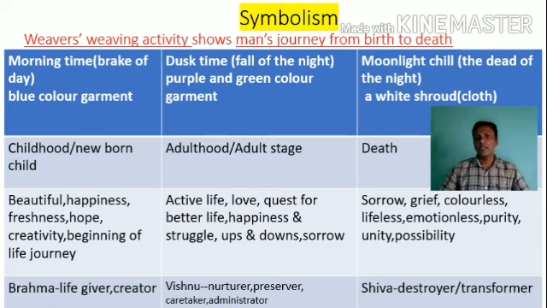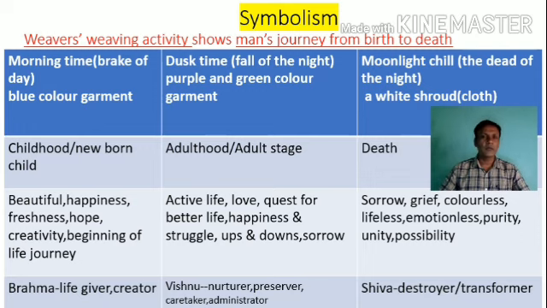In the second stanza, the time mentioned is the dusk time. Dusk time means the time that is there after the setting of the sun and before approaching of the darkness. In simple words, dusk time means the evening time. And at this time of the day, the weavers are weaving a vibrant cloth, a vibrant garment, where there is a mixture of purple and green color. They are weaving the cloth, the garment of purple and green color.